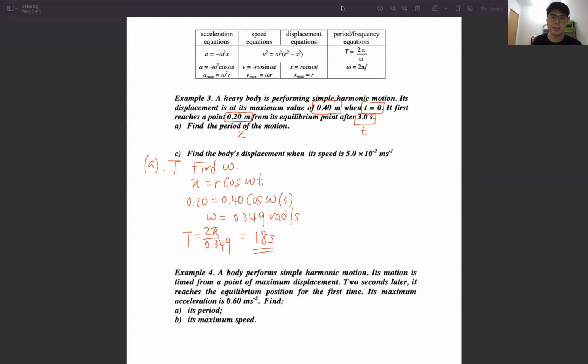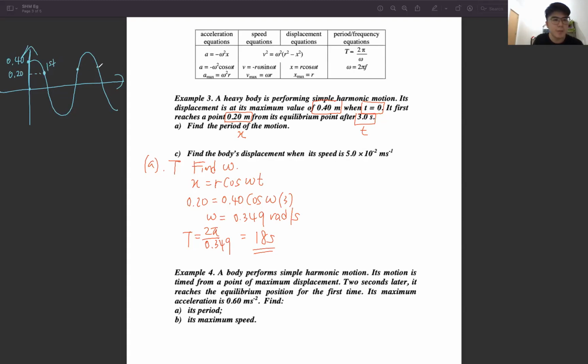You can also sketch the graph like this. If I sketch the graph, you can see simple harmonic motion. Here is 0.40, the maximum amplitude. And it says it first reaches a point 0.20. That means half of this, and it first reaches, that means is over here. 0.20. This is the first reach.